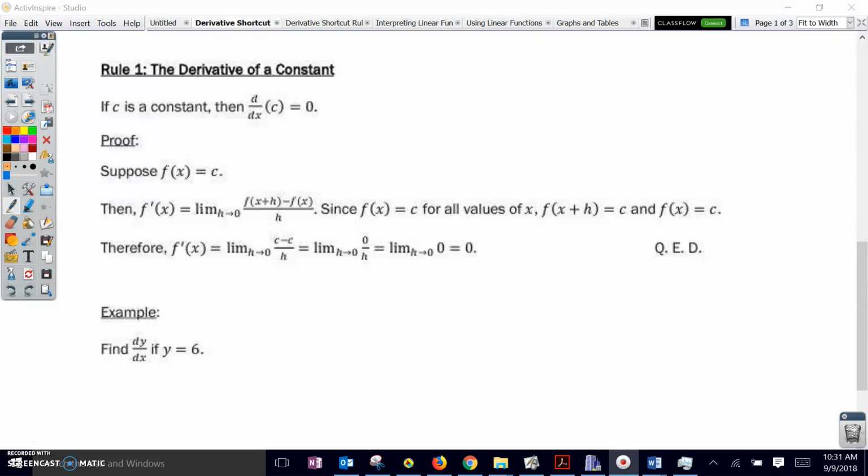If we suppose f of x equals c, then we set up the limit of the difference quotient. And since f of x is equal to c, since it's constant for all values of x, that means both of these things are c. We substitute those into the limit of the difference quotient, and now we end up here with a limit as h goes to 0 of 0 over h. So what we have is something that is 0 over something that's approaching 0. And if we pick any value for h other than 0 as it's approaching 0, we're going to have 0 divided by some finite number, and so that's going to be 0, and therefore our derivative is 0. That's the proof that this rule works.